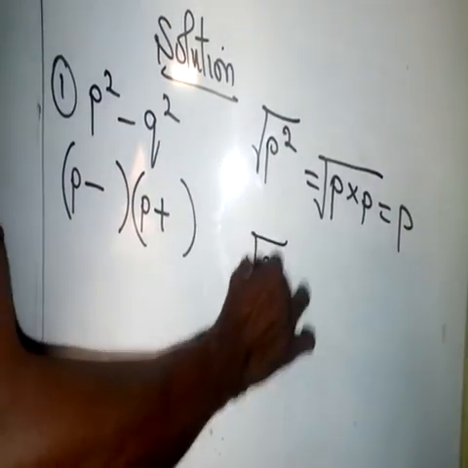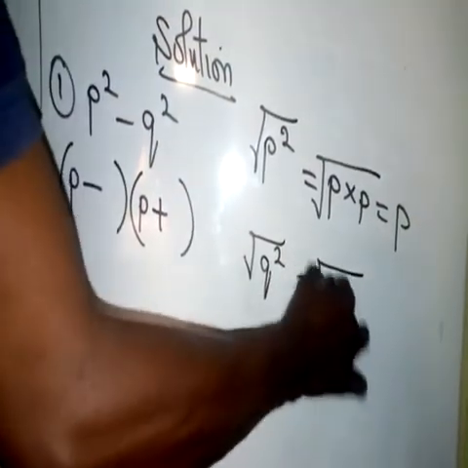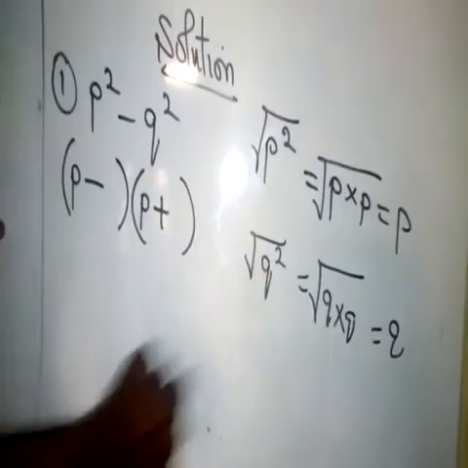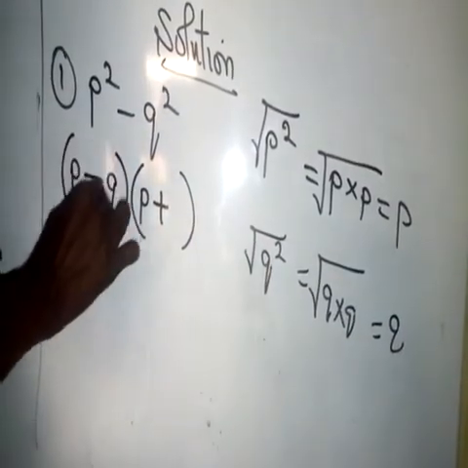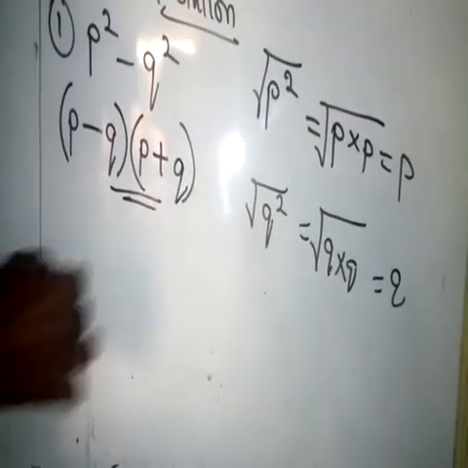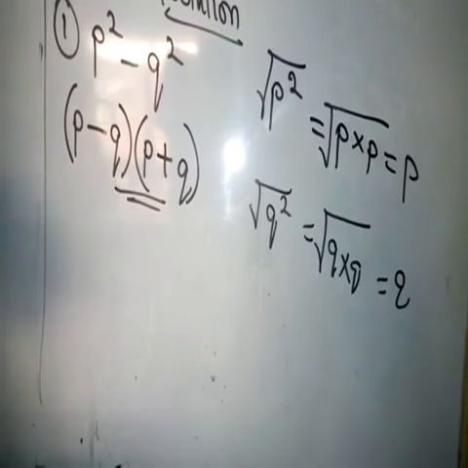The square root of Q square is what? Q times Q, right? Which is Q. So you pick 1, you put Q here, and then you put another one here. That's all. That's the answer. I hope it's clear.